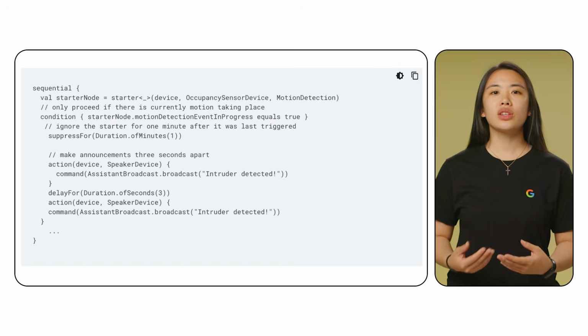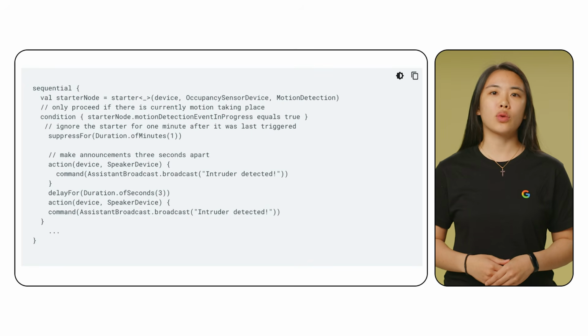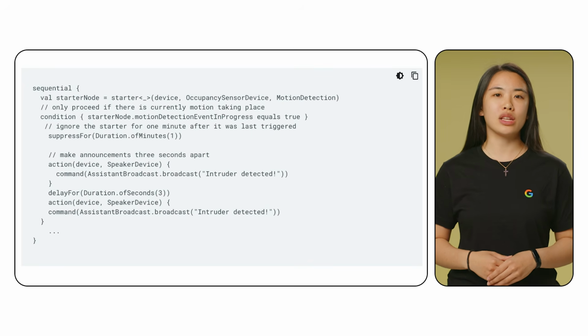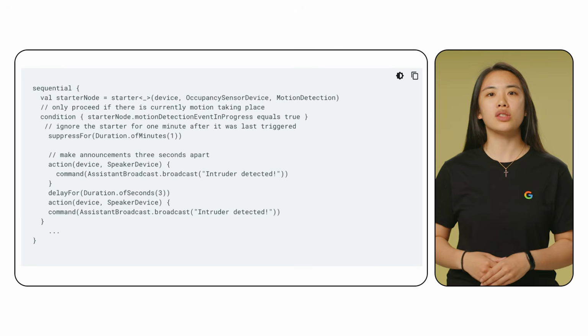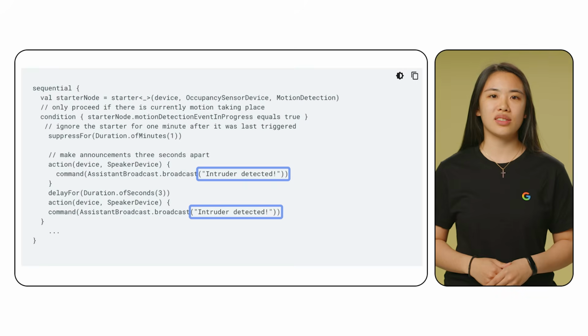Then we have advanced operators, such as the delayFor and suppressFor functions. The delayFor function delays commands, and the suppressFor function can suppress an automation from being triggered by the same events within a given span of time. Let's look at an example. Here we see that the suppressFor function is used to ignore the starter for 1 minute after it was last triggered, and the delayFor function is used to create a 3-second delay between the intruder detected broadcasts.